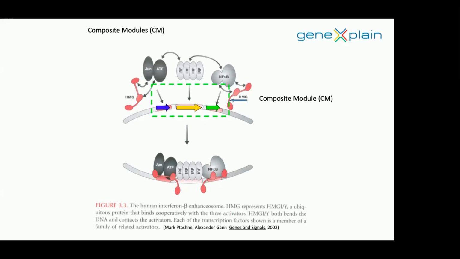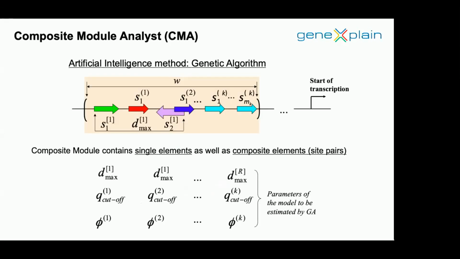So by synergy, these factors bind to DNA and also bind to each other, and they make a complex which some people call an enhanceosome, and this complex actually regulates the activity of the genes. In order to find those composite modules, as we call them, or compositions of transcription factor binding sites, a machine learning algorithm from the area of genetic algorithms is applied, which finds these combinations automatically.